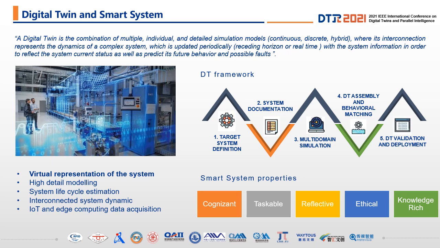So in order to design the digital twin, we can use a framework, in this case for control applications. As we can see here, this framework is composed of 5 steps: target system definition, system documentation, multi-domain simulation, digital twin assembly and behavioral matching, and digital twin validation and deployment. Following that framework, we can design a digital twin that can be used for control applications, and introduce some smart system properties like cognizant, taskable, reflective, ethical, and knowledge rich in order to enhance the smartness of the system.